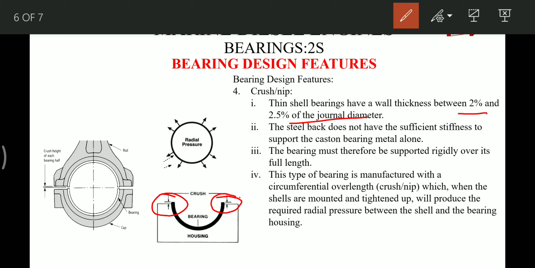This overlength is actually called crush or nip, which, when the shell is mounted and these bolts are tightened up, will produce the required radial pressure between the shell and the bearing housing, and this radial pressure will keep the bearing fully tight in the bearing housing and will provide sufficient stiffness to support the load.